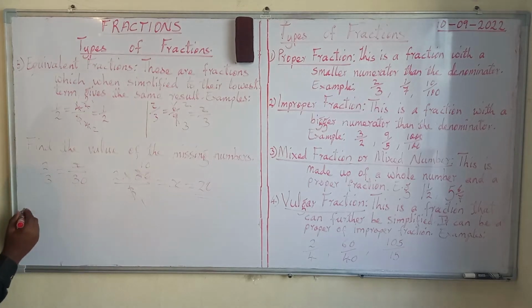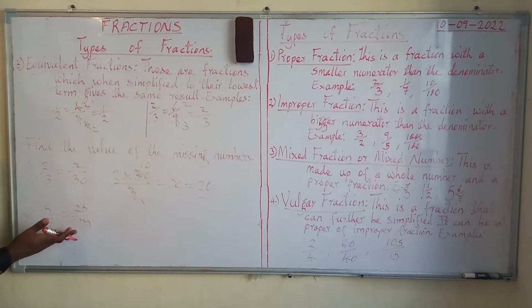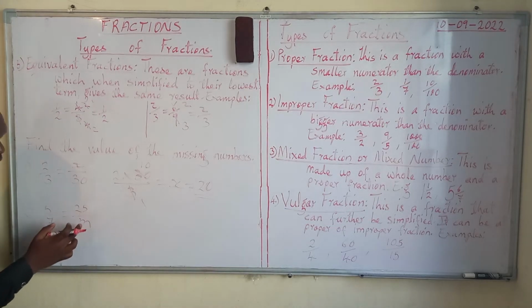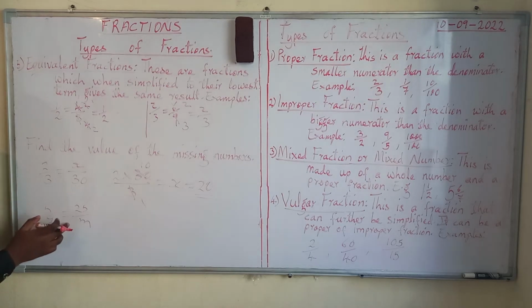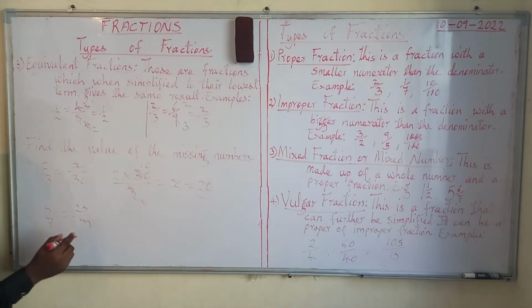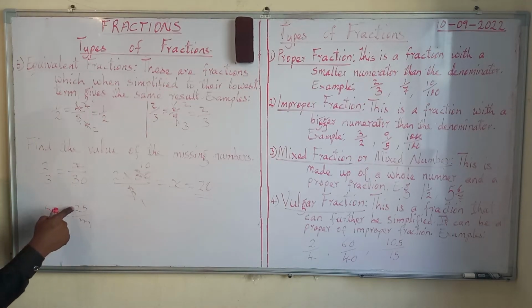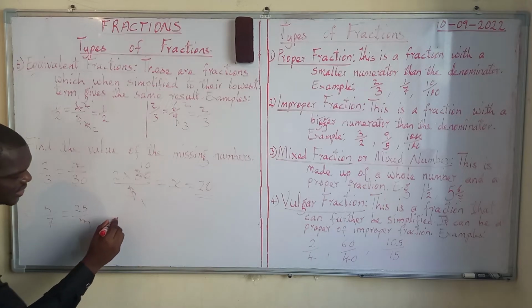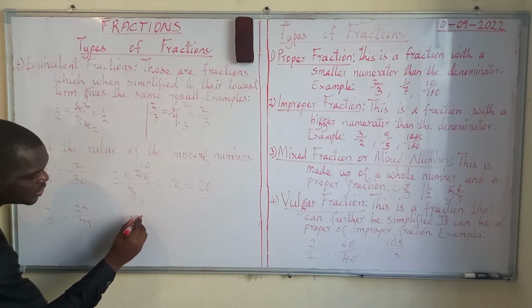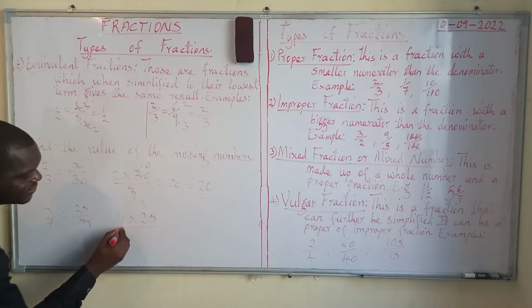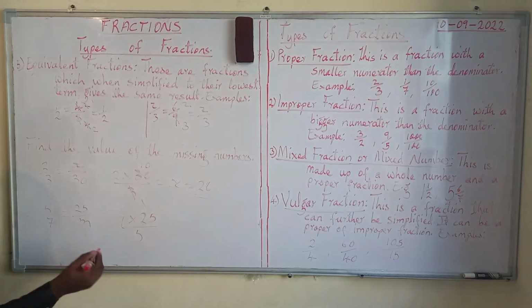Let's look at the second example. What is the value of m? In this case, 5 all over 7 is the same as, or is equal to, 25 all over m. We simply cross multiply and cross divide, just as what we've done above. That is, we take 7 multiplied by 25 and divide by 5. 7 times 25 divided by 5 to have m.